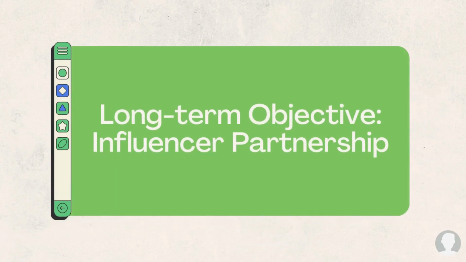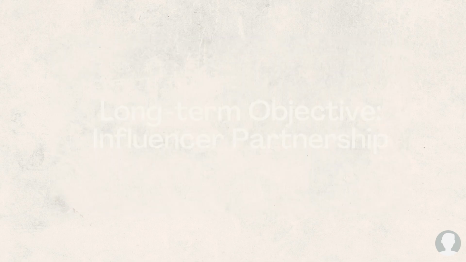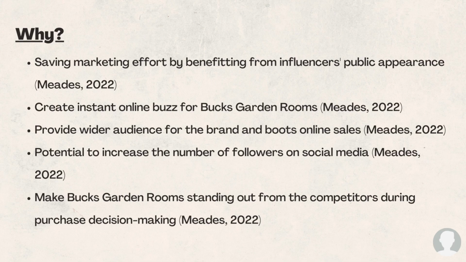While the aforementioned social media initiatives may assist the organization in achieving its short-term promotional objective, it is recommended that the organization also implements influencer marketing activities to meet the long-term objective. But why? Utilizing influencer partnerships is a powerful strategy to achieve Bucks Garden Room's long-term promotional objective.